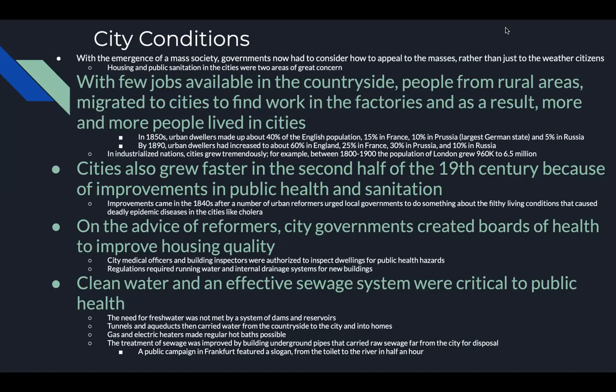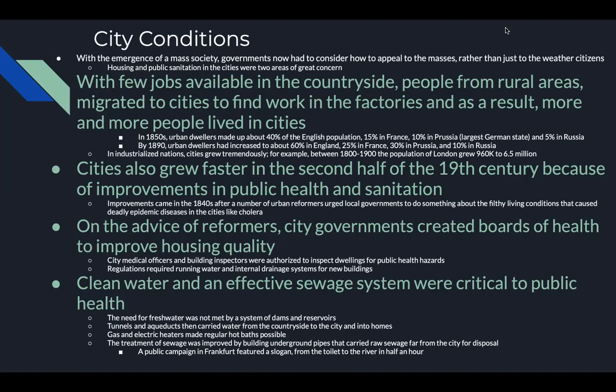On the advice of reformers, city governments now created boards of health to improve housing quality. City medical officers and building inspectors were authorized to inspect dwellings for public health hazards. Regulations required running water and internal drainage systems for new buildings. So clean water and an effective sewage system were critical to public health.